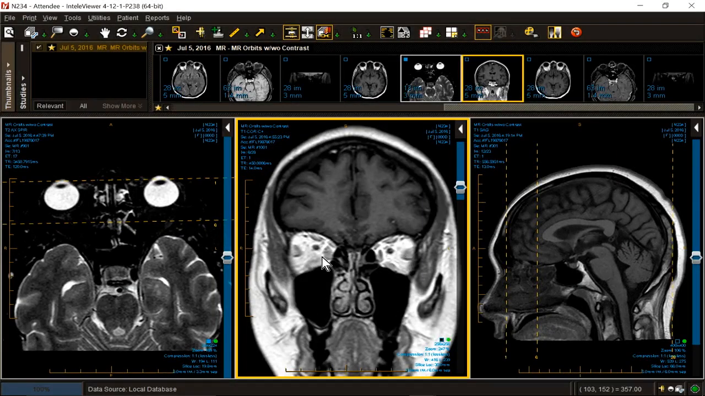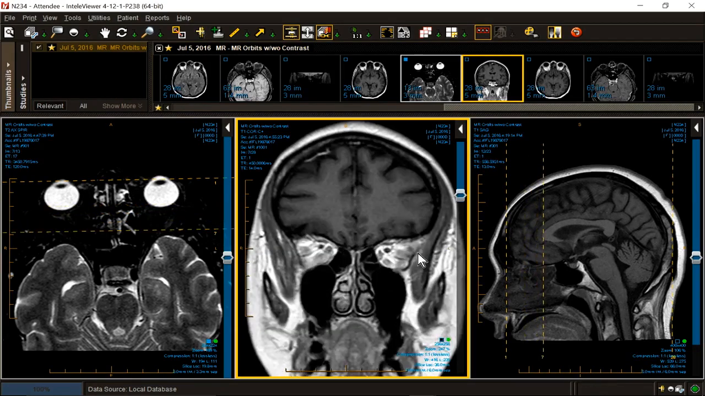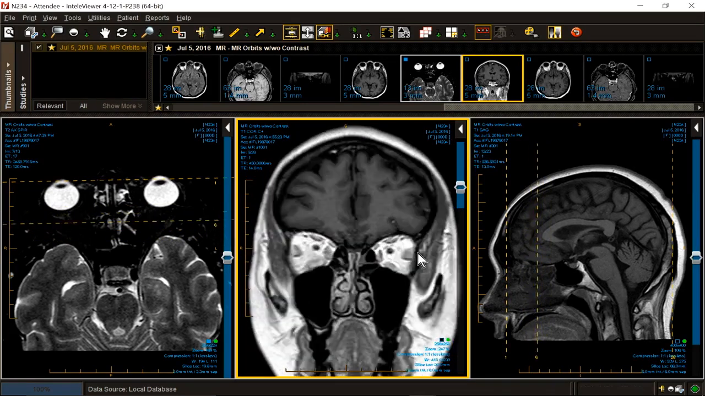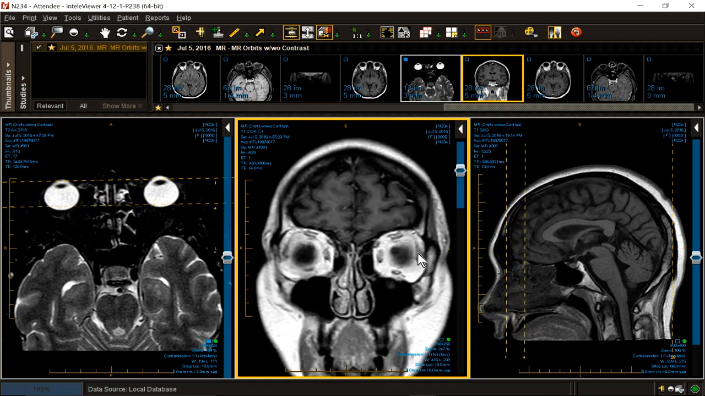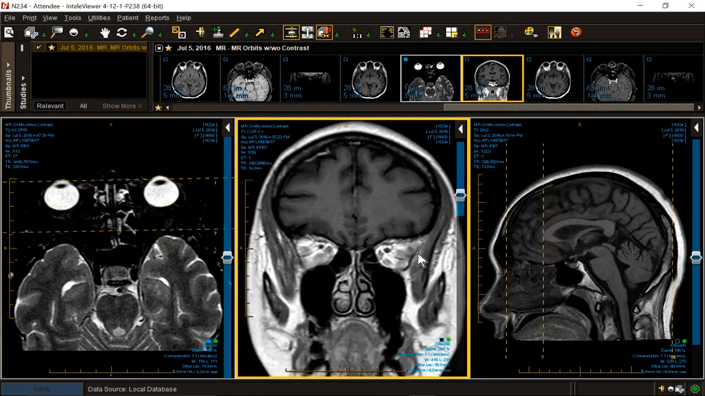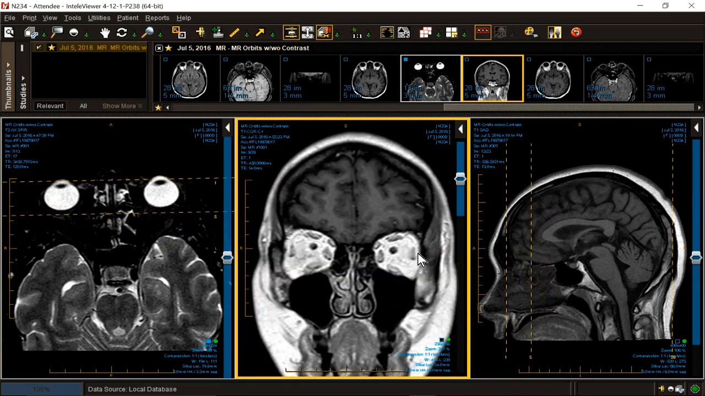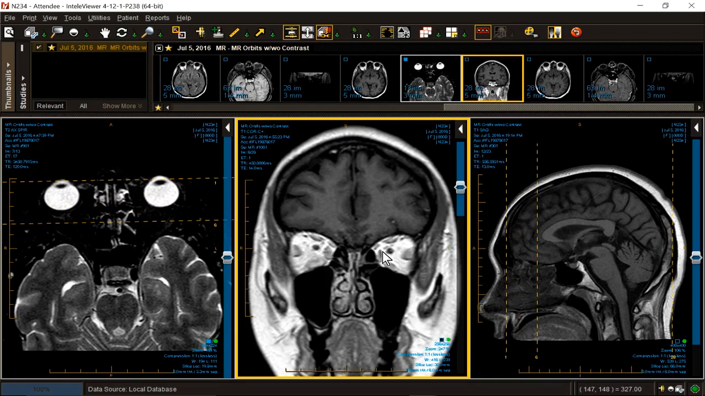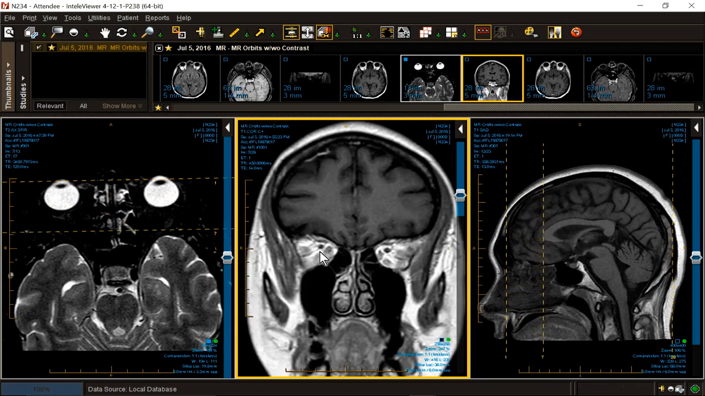I think you'd all agree at least that this inferior rectus is a little too big. This lateral rectus is a little too big. I think you could postulate or posit that there's a little too much fat. But the fat isn't dirty, which it can be. So there's lipomatosis of the orbit. There are muscles that are enlarged.